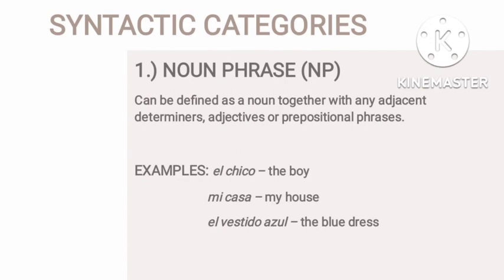The second PSR of the Spanish language is the syntactic categories. Syntactic categories of the Spanish language are divided into four. The first one is the noun phrase or NP. It can be defined as a noun together with any adjacent determiners, adjectives, or prepositional phrases.